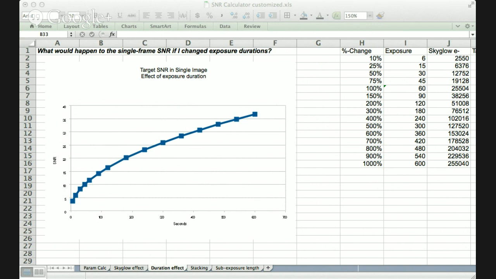Hey, Greg? Yeah. Something you didn't really emphasize here is fixed pattern noise in the CCD and using dithering. Yeah.